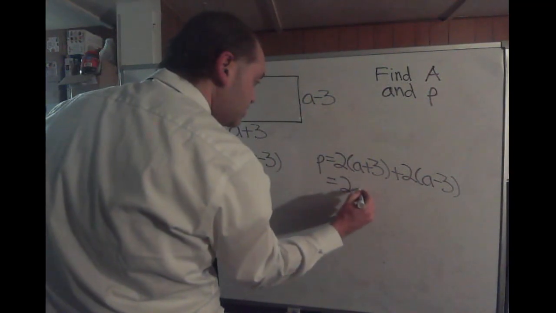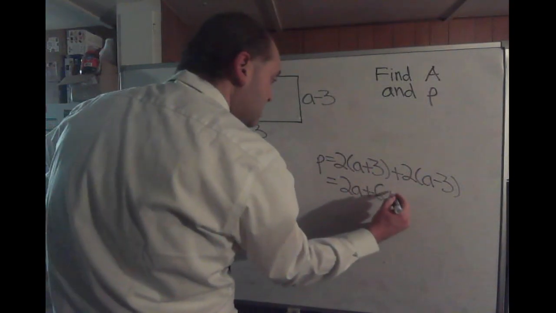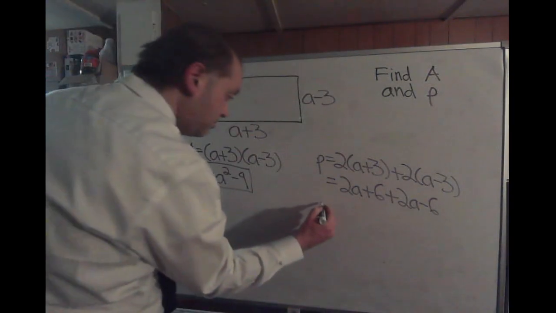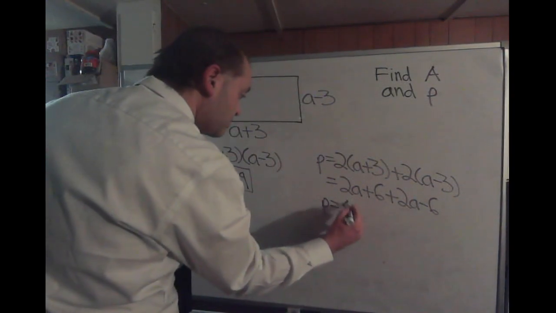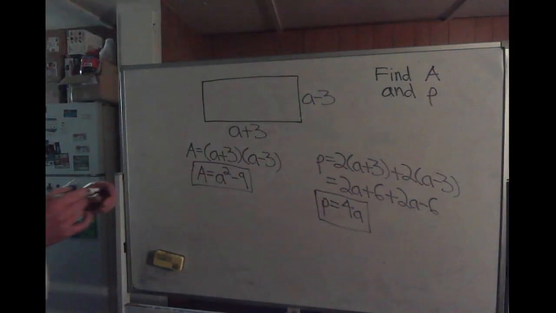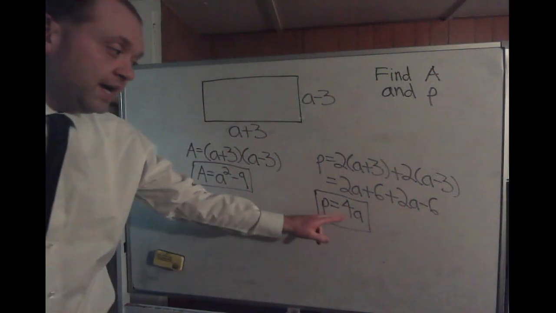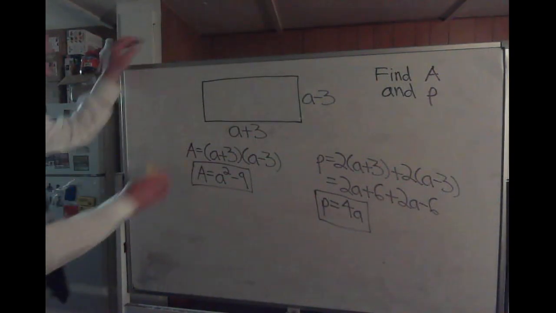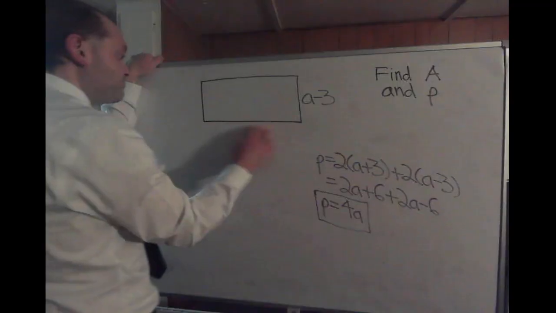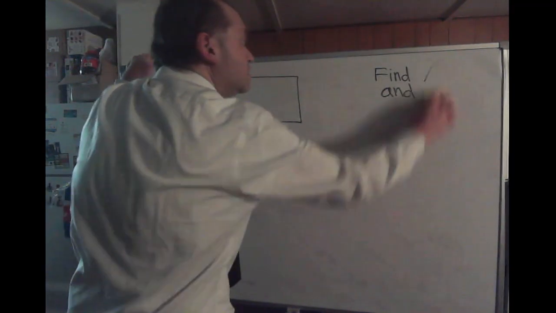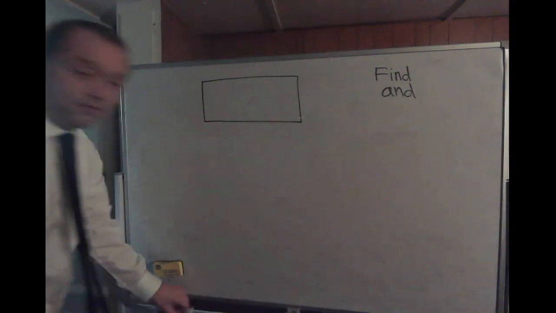You would end up getting 2a plus 6 plus 2a minus 6, which when you simplify this, the perimeter is going to be nothing more than 4a. So the perimeter of this rectangle is going to be 4a. The area is a squared minus 9. I think we have 3 more for these, then we move on to the next exercises.